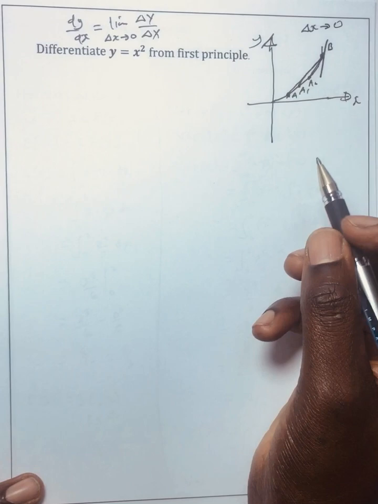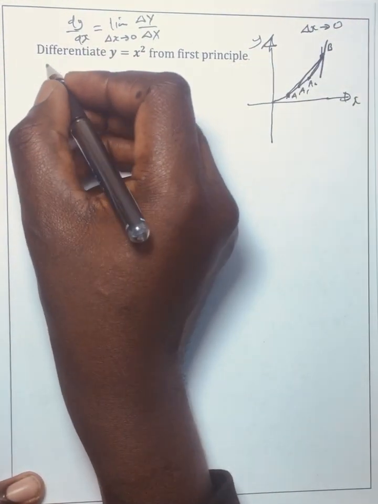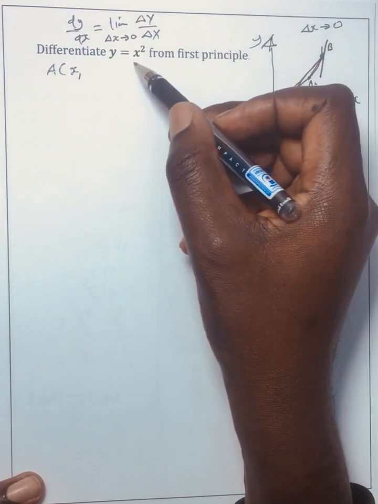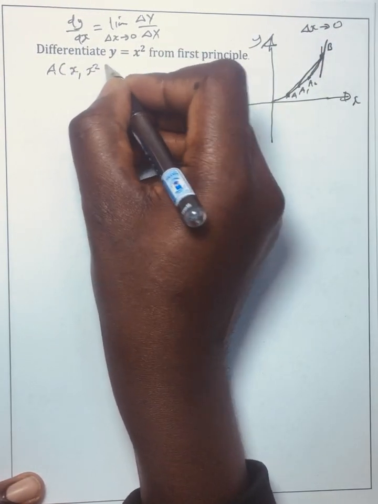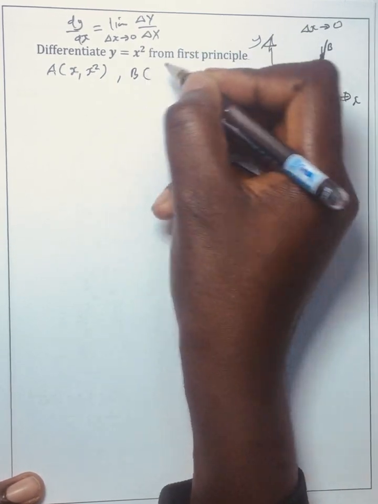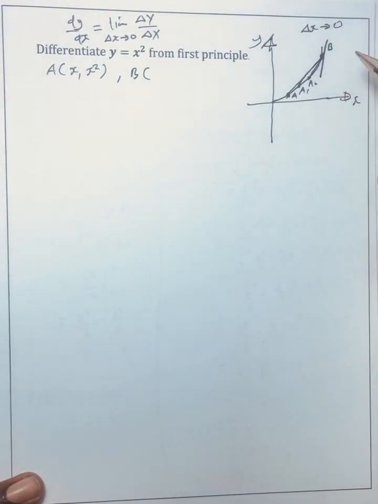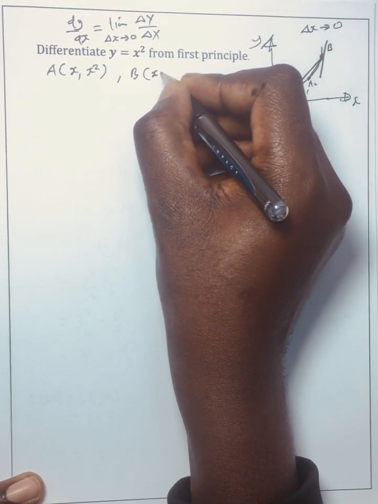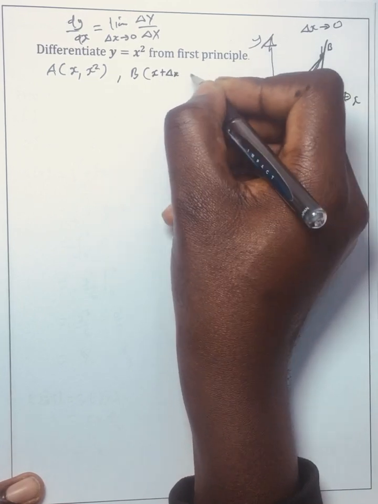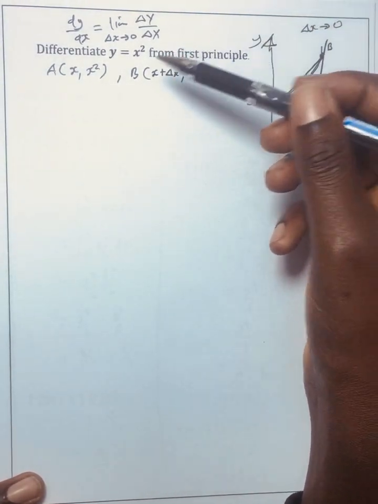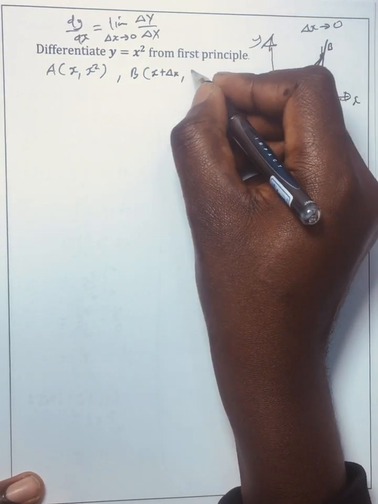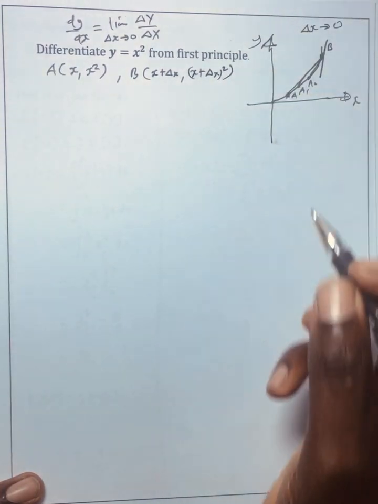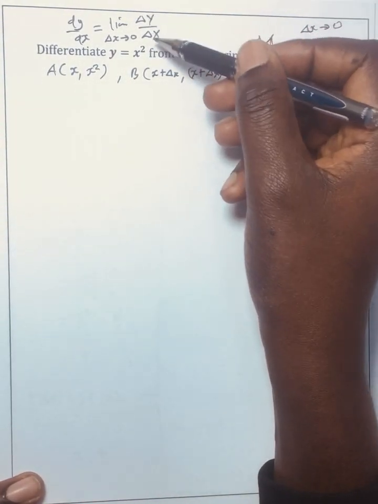So what we're going to do is pick these 2 points. The first point is A, which is x, and y is x squared. And then you're going to pick point B. If you move towards B, it means there's some change in x, so x at point B will be x plus some small change, and y will be that x squared. From there, we're going to get change in y over change in x.